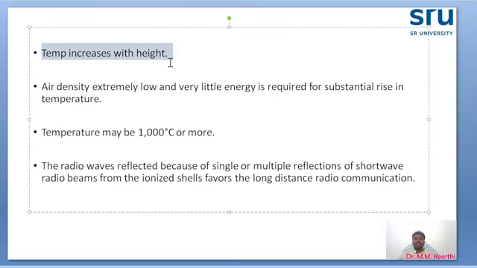Here the temperature increases with the height. In this region, the temperature is increasing when the height is increasing. The air density is extremely low, so very little energy is required for a substantial rise in the temperature. The temperature reaches around 1000 degrees Celsius or more.